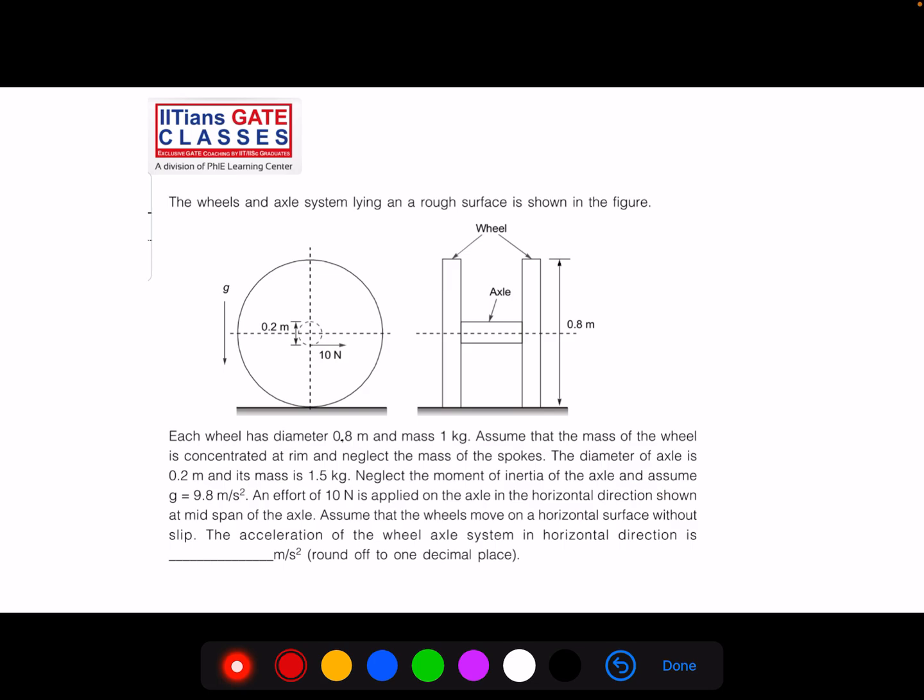Okay, this is a very nice question from rotational motion. Okay, a similar kind of question has been asked, right? And this is just an advanced question from what has already been asked, right? It's a very nice question. So let us go through it.